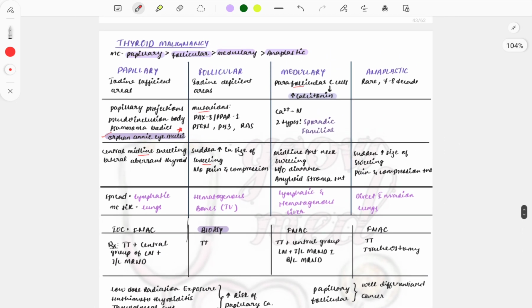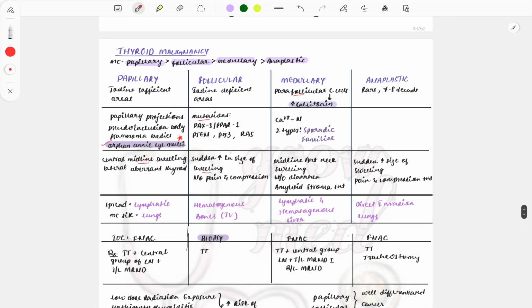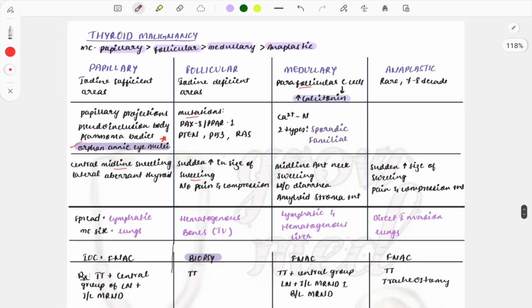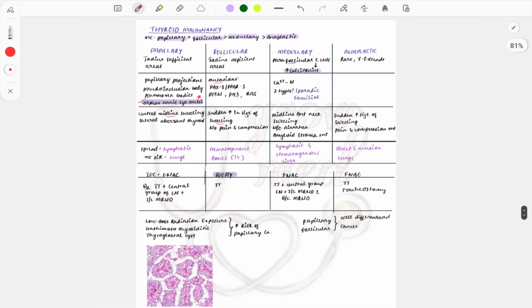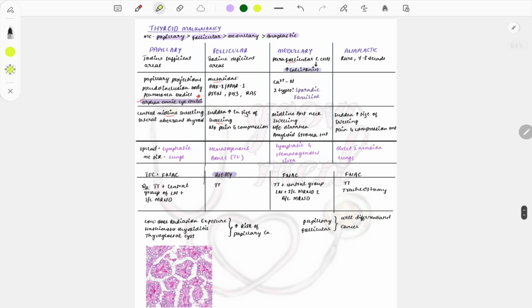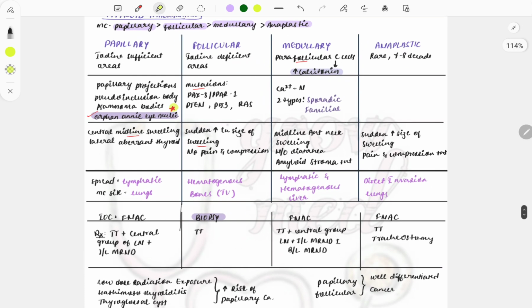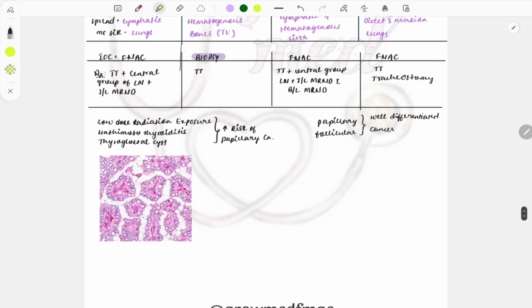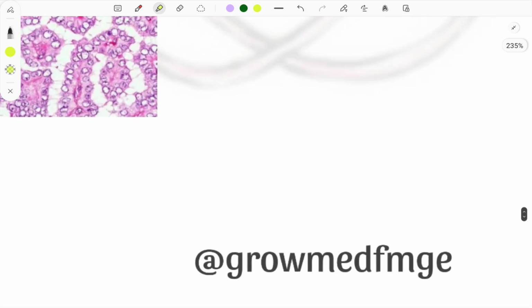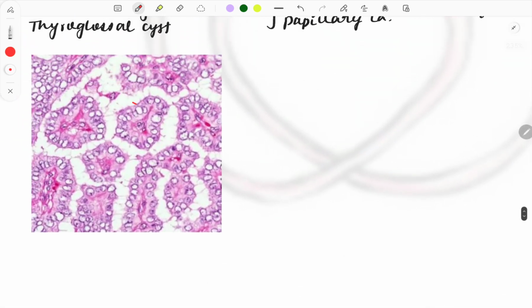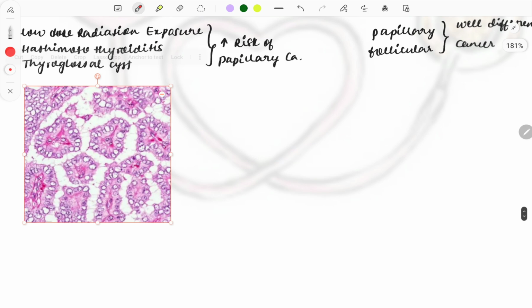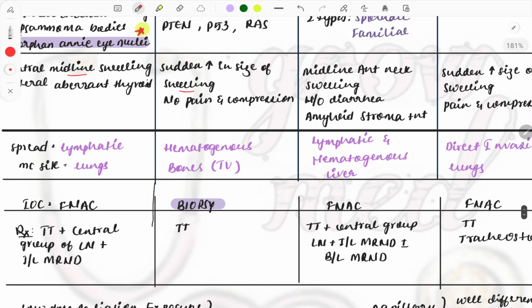Then moving on to the thyroid malignancies. So in case of the thyroid malignancies, this is a very important chart, and I have tried to cover all the things in a single chart. So the PYQs asked from this thyroid malignancy are about this one: the Orphan Annie nuclei, which is the characteristic feature seen with the papillary, and this is the image. So the nuclei appear to be empty and clear, hence given the name Orphan Annie.